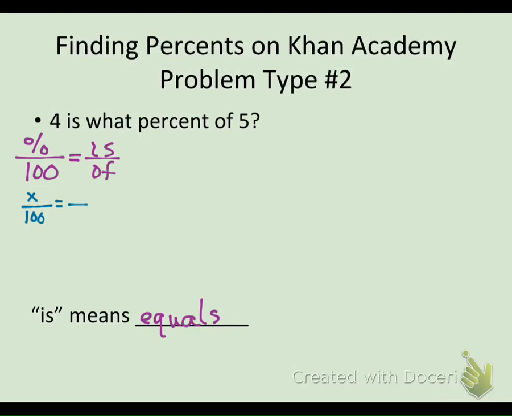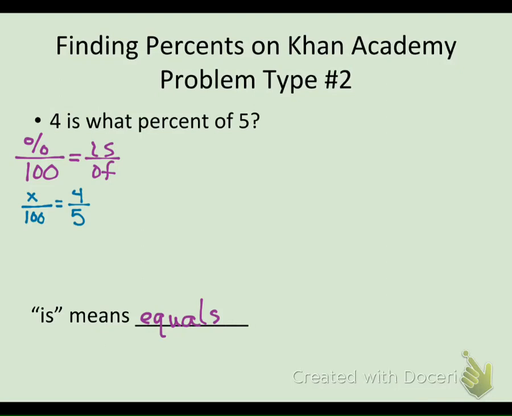Okay, so now the second part of proportion is over of. What number is next to my is? 4. So what do I put on top? 4. What number is next to of? 5. So what do I put on bottom? IS or... Are you critiquing my sloppy handwriting? Yes, that's an IS. Okay.